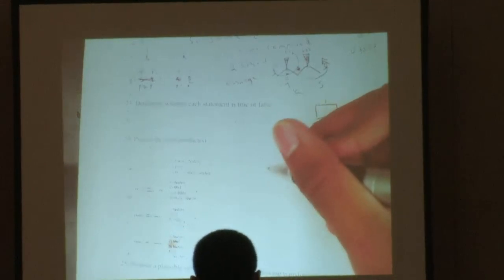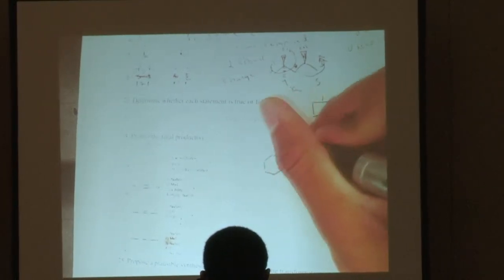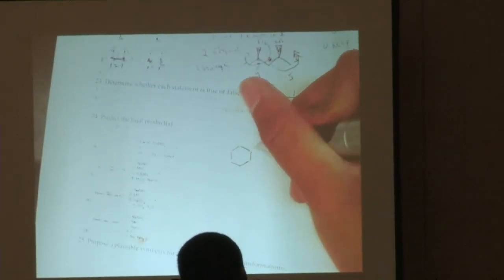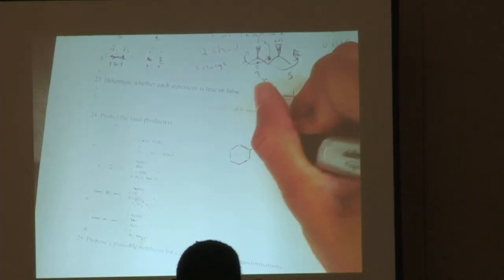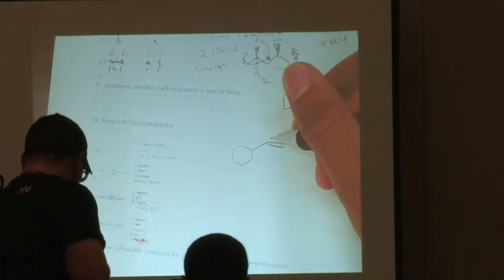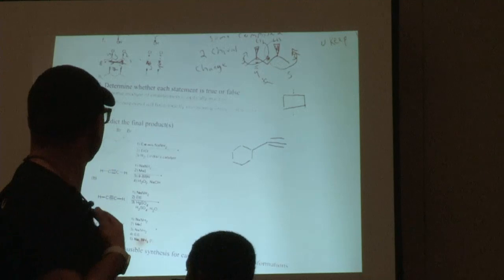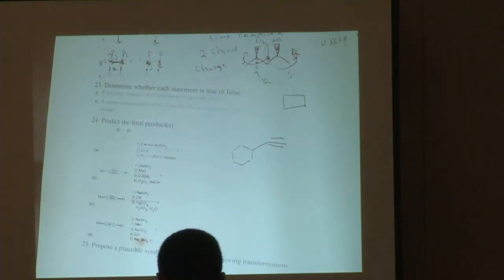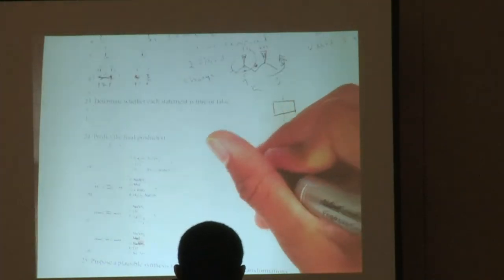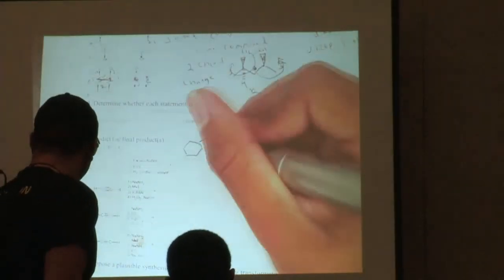So, predicting the product: excess NaNH2, whenever you have two halogens, either geminal or vicinal, turns them into an alkyne triple bond. Also, I'm going to redraw this because you need to make sure you draw triple bonds straight, because they will never be at an angle. All right, so that's what step one will do.